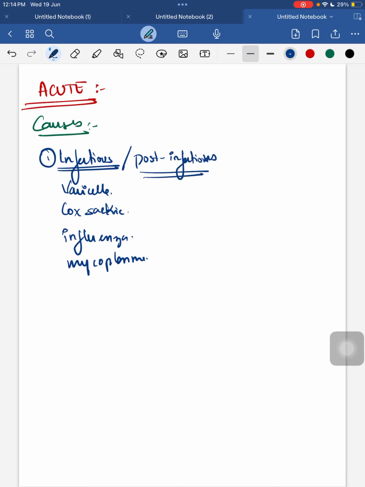Next, it accounts for nearly 40% of all ataxias in children. The most common age group is around 2 to 4 years of age. So these are the main points regarding your infectious and post-infectious cause.